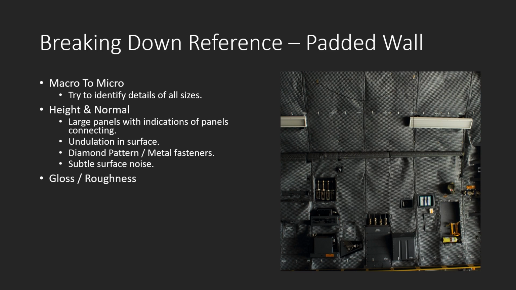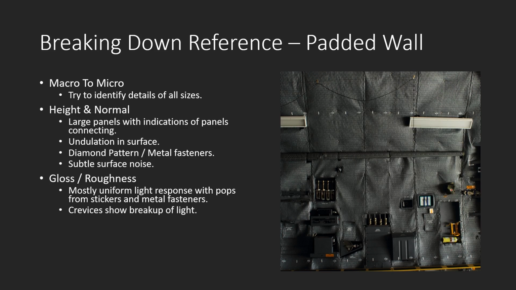I know this image is shrunk down, but on the high res you could see it. And then as far as the gloss and roughness, it's mostly uniform light response with pops from the stickers and the metal fasteners. And crevices show breakup of light. And then in the albedo, it's simple dark value with subtle discoloration and pops from the stickers.